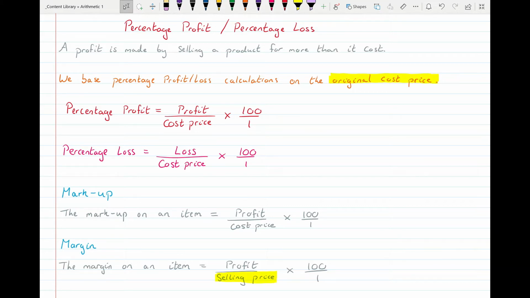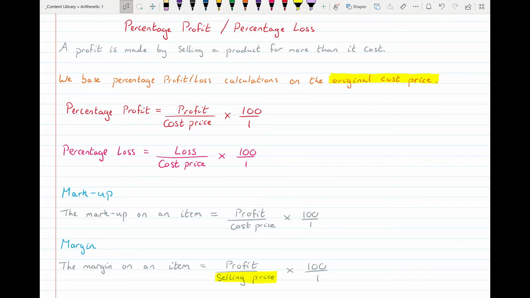Percentage profit is your profit over your cost price. So write it as a fraction and multiply it by 100 over 1 to turn it into a percentage. And similarly, your percentage loss is just your loss over your cost price, multiply it by 100 over 1. So whether you made money or lost money, you put it over your cost price and turn it into a percentage.